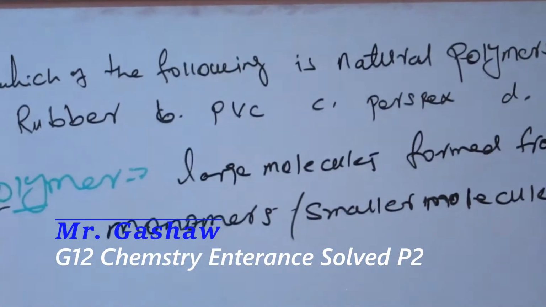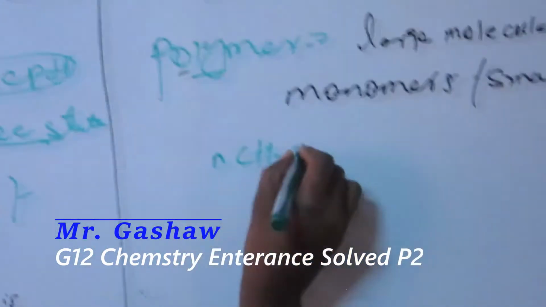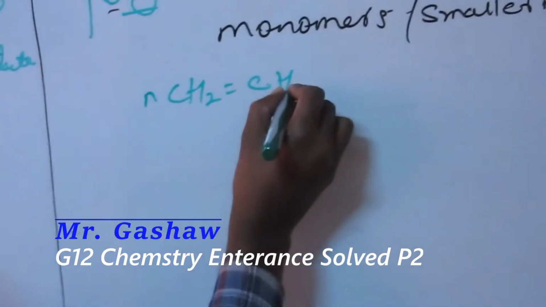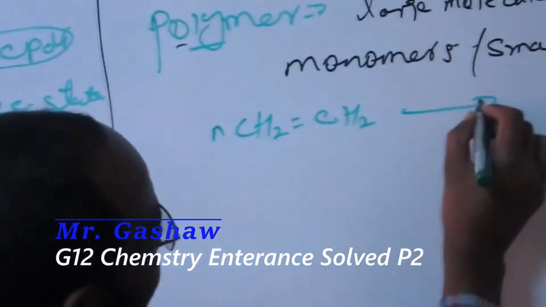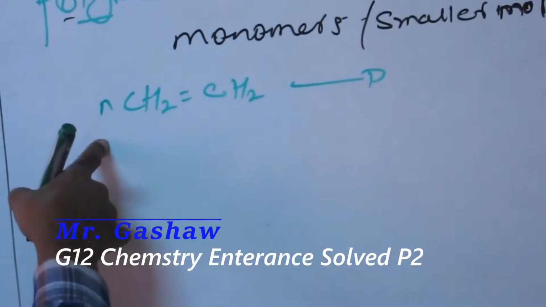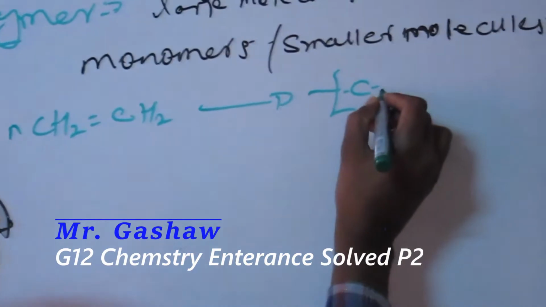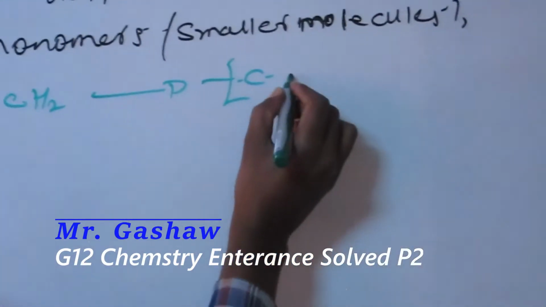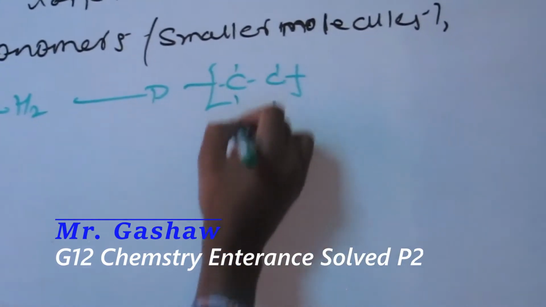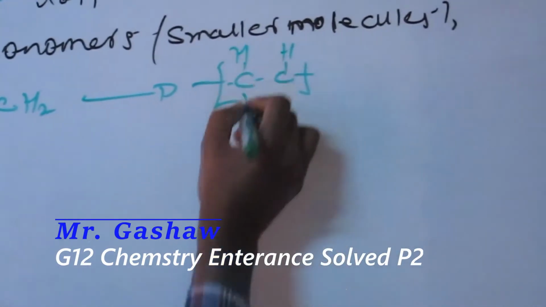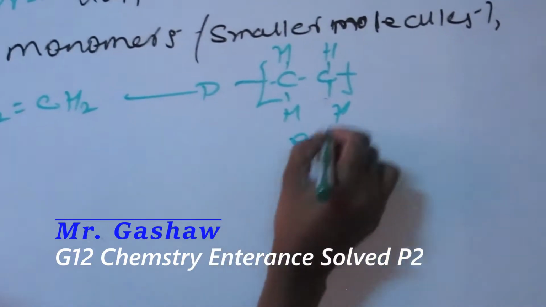For example, look at this compound. This one is C2H4. This C2H4 should be converted into what? Polymers. That means into large molecules. Large molecules of what? Hydrogen and carbon. So this one, we call it polyethene.